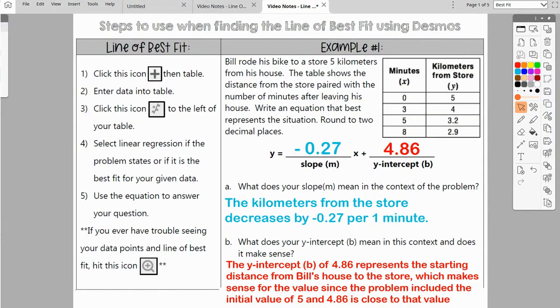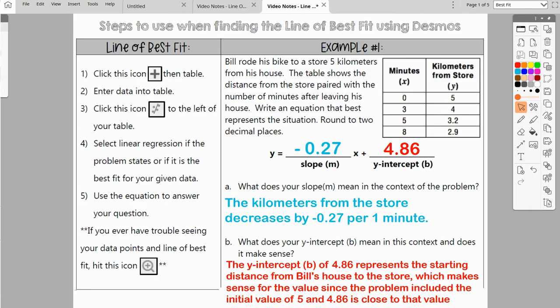Step number 1 is click the plus icon, then the table option. We'll enter the given data into the table, and then we'll click the icon to the left of the table to show a linear regression. We're going to select the linear regression option in the drop-down menu if the problem states that it's linear regression or a line, or if it's the best fit for the data, which we'll look at later in the course. Then last but not least, we'll use the equation given to answer the questions.